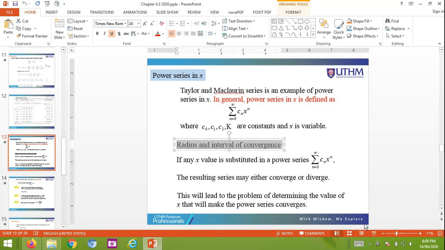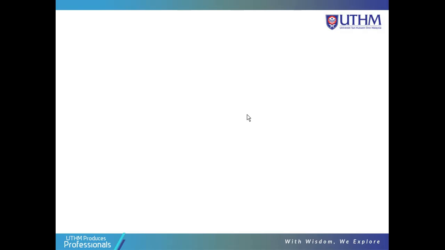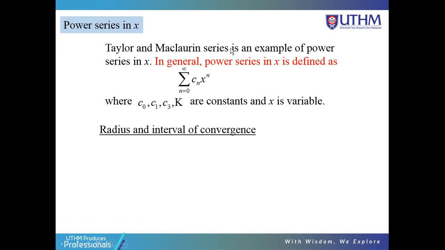So we'll continue with the next subtopic: how we can determine the radius and interval of convergence in power series. Let's say in Taylor and power series, an example of a power series in x. In general, a power series in x is defined as a certain constant times x to the power of n. This can be a fraction or an exponent. This is the standard typical form of the power series, where c0, ck are constants and x is the variable.